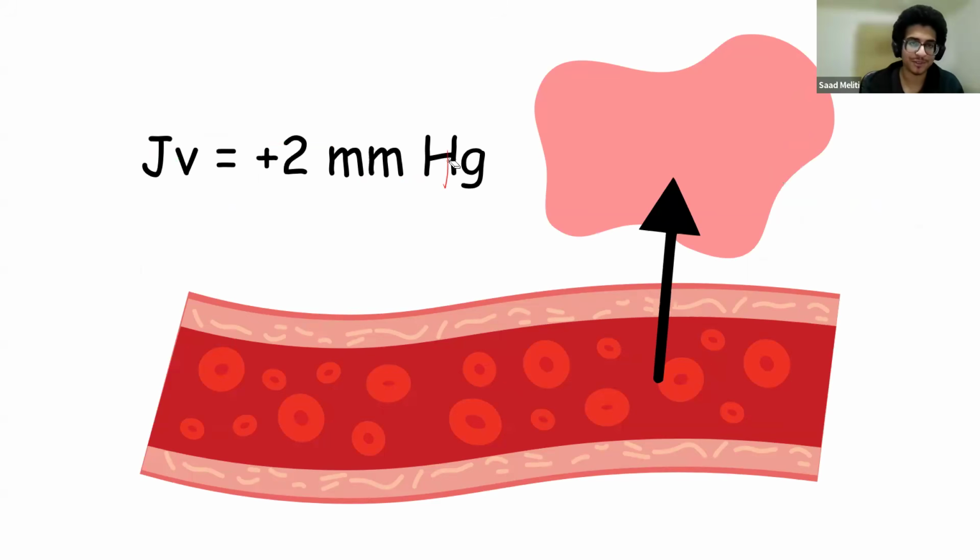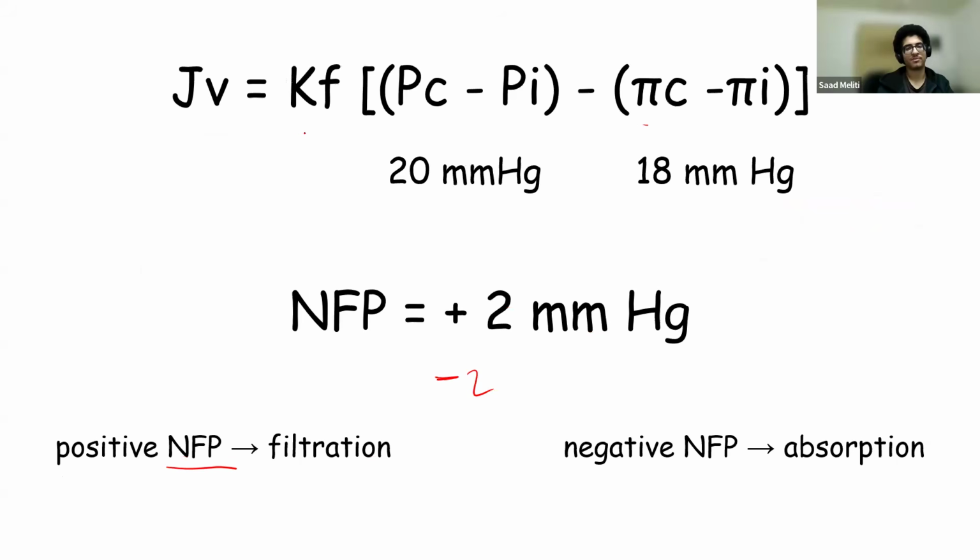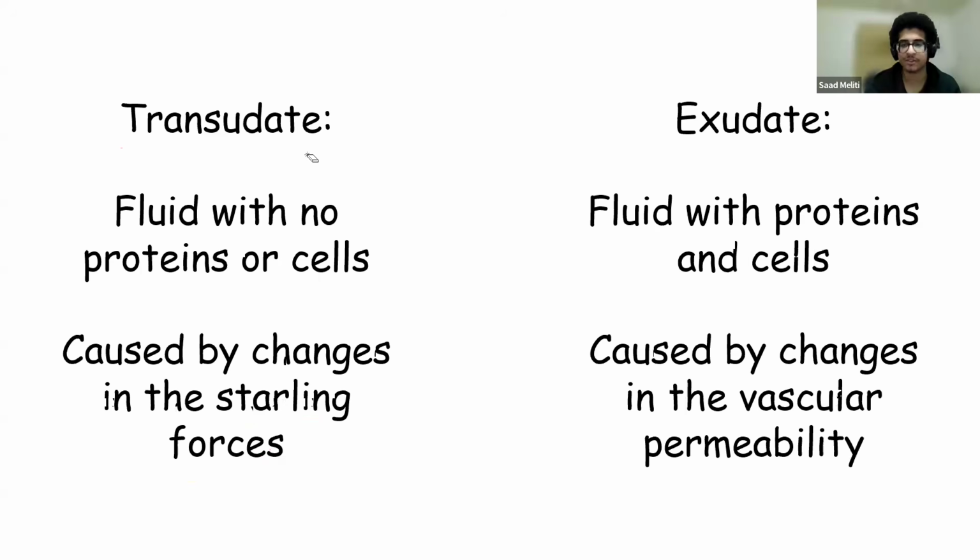The net filtration rate is positive, so it's going towards filtration outside of the blood vessel. All of this fluid that leaves the blood vessel is called transudate. It has no proteins and no cells in it. Now, on the other hand, exudate. Exudate is fluid with proteins and cells, and this is caused by changes in vascular permeability. If we go back, remember this value right here? This is the constant of vascular permeability, and it can change when we decrease or increase vascular permeability.